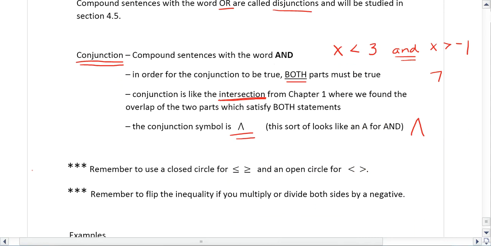I would just like to remind you, when you have an inequality with less than or equal or greater than or equal, we use a closed circle. And if it's just greater or less, we use an open circle. The other thing I'd like to remind you of, when you're solving an inequality, if you multiply or divide both sides by a negative, you have to flip the inequality sign.